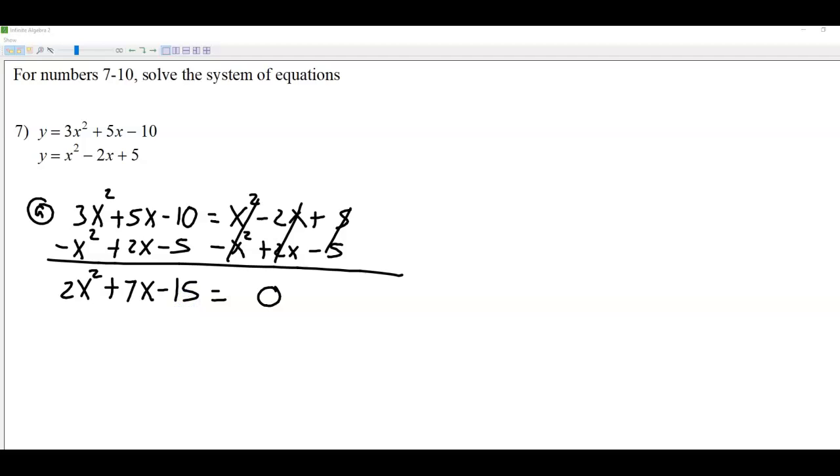Or you can factor. I think for these types of problems, you could either factor or use the quadratic formula. It doesn't really matter which one you choose to do. I'll do both methods, I guess, for the sake of the video, and you could pick which one you want to do. If you wanted to factor, it would look like this.